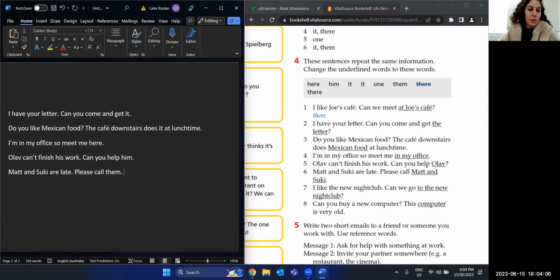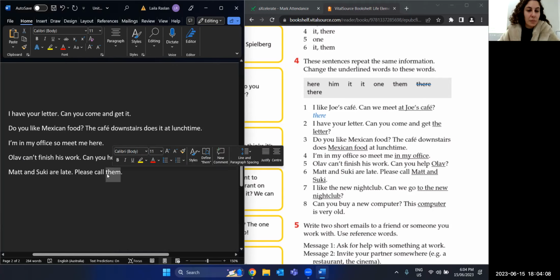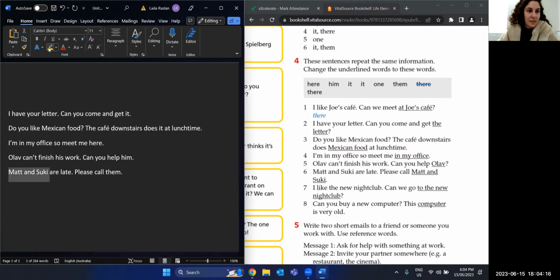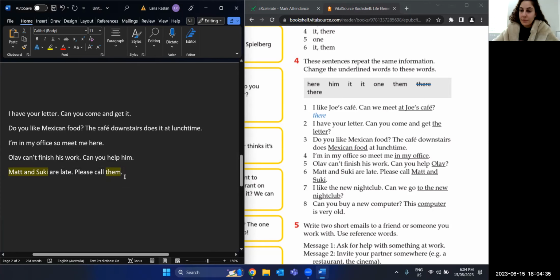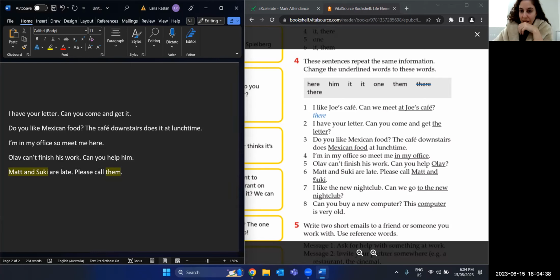Yes, because it's plural. 2 people, more than 2 people. If it's 2 or more people, them. Please call them. So this is them. If it was one person, Matt is late, please call him. Or Suki is late, please call her. But because there's more than one person, Matt and Suki are, plural, late, please call them. Number 7, Joanna.